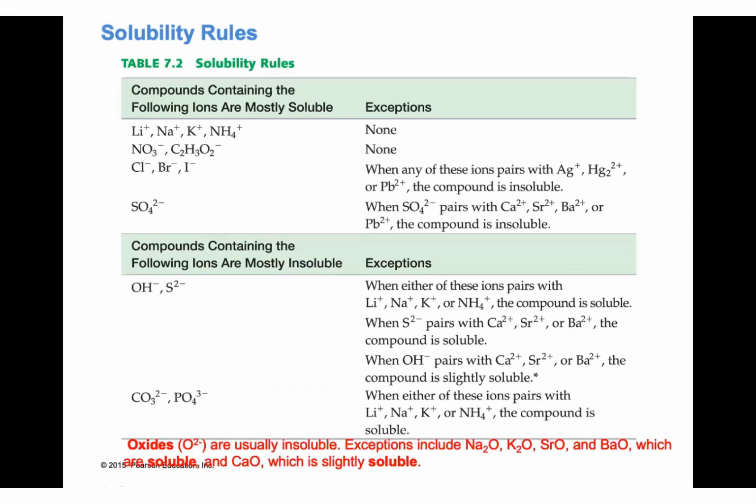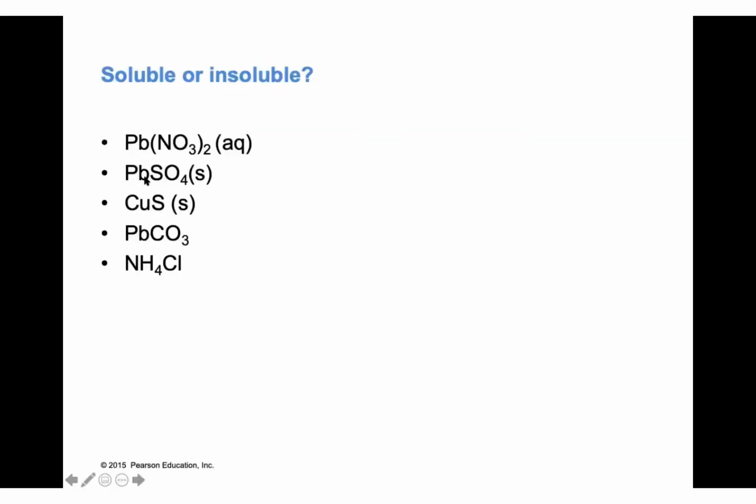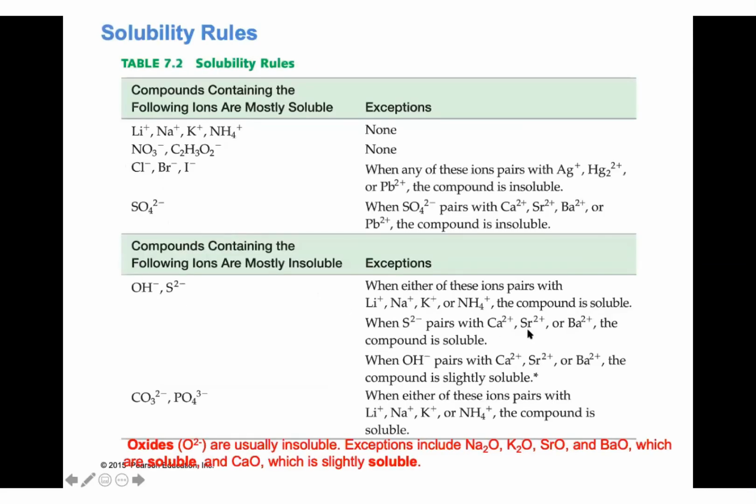not. So it's with copper, right? The sulfides are mostly insoluble, but if they pair up with these, they're gonna be soluble. Here is CuS. What do you think? It's gonna be insoluble. So I'm gonna put here CuS is solid, because our sulfides are insoluble except this. You do not see Cu here, so it's gonna be solid.